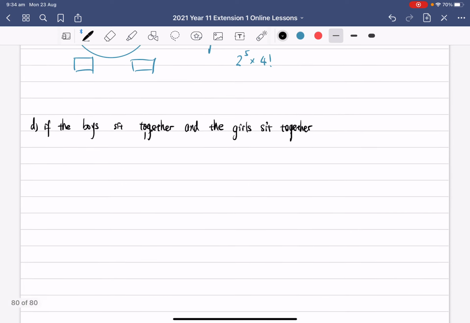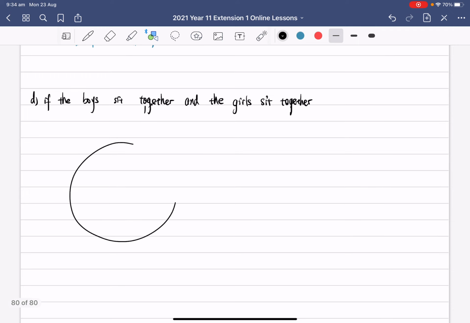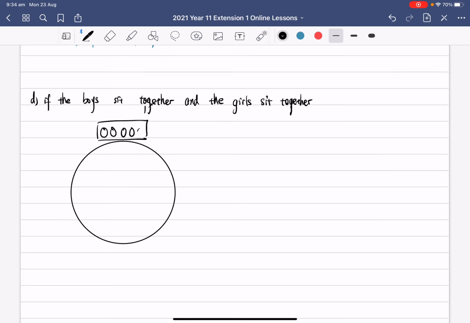Right, now if boys and girls all sit together, that's actually pretty easy, because we only have 2 big groups. Think about this: a big group with 5 boys, and another big group of 5 girls. They're all sitting together. Now if we just fix the boys, for example, then you only have 1 arrangement for girls. So there will be just a 1 times by.